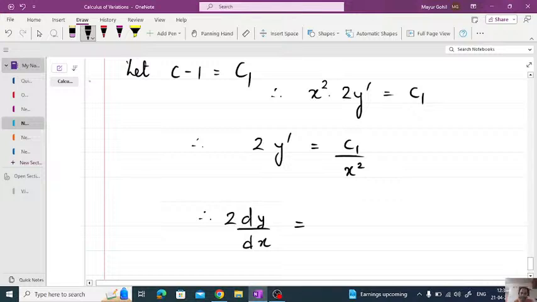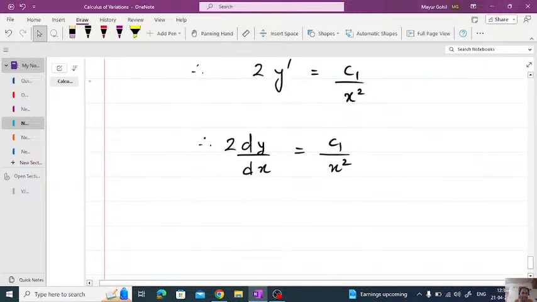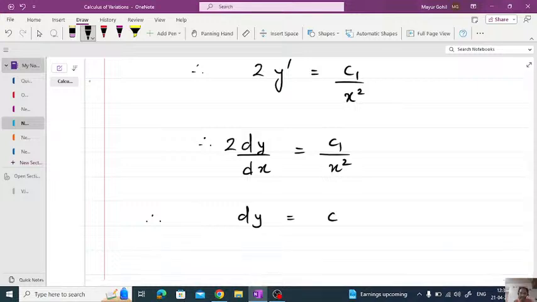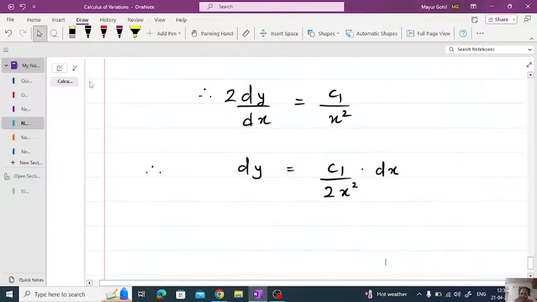2 dy by dx is equal to c1 over x square. This is what you will write, y dash as a derivative. When you write, you get this. So dy here alone, and you can transfer this c1 over 2x square into dx, which can be written like this. This is a variable separable differential equation.